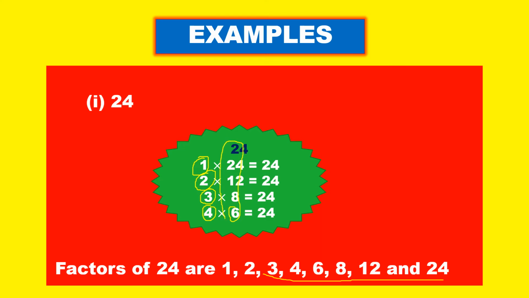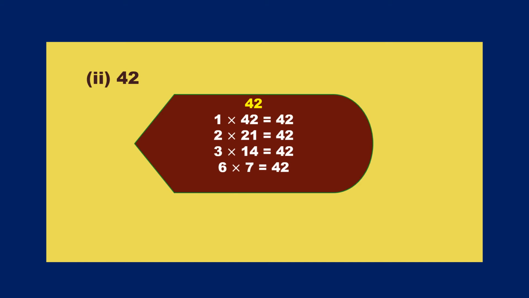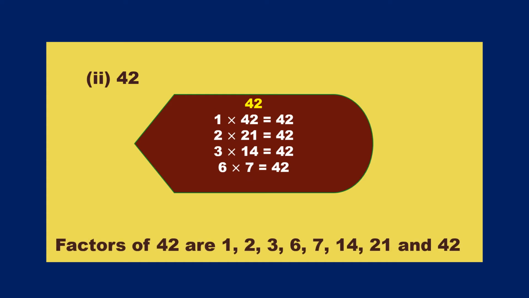Means 24 is exactly divisible by 1, 2, 3, giving the remainder 0. In this way you are going to find out the factors. Next we'll take one more example, 42. I can express this 42 as 1 into 42, 2 into 21, 3 into 14, 6 into 7. So I can say 1, 2, 3, 6, 7, 14, 21 and 42 are the factors of 42. Here I am just giving a simple way of finding the factors.